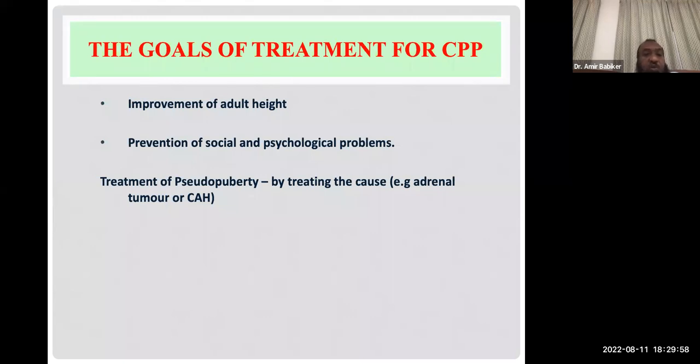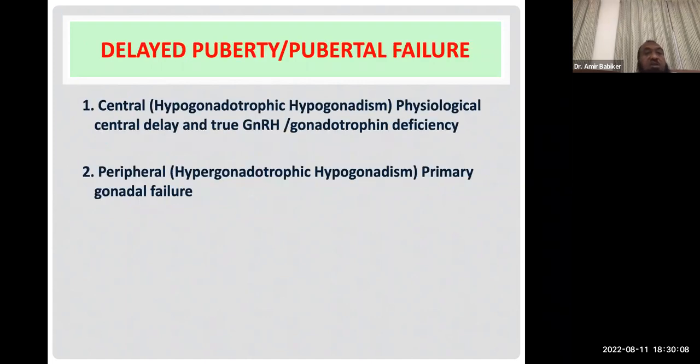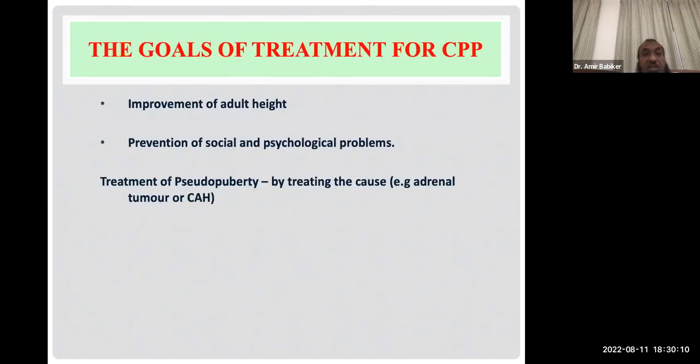If it is a pseudo puberty, obviously you need to treat the cause, whether there is a mass or CAH or whatever, besides managing the height and the psychological trauma. But what is the treatment? You give a gonadotrophin releasing hormone analog. It's called Lupron. GnRH analog. It is like the key and the lock. It blocks the place where the gonadotrophin works, so there is no activation of gonadotrophin. LH and FSH will settle down and there is no production of estrogen and testosterone.